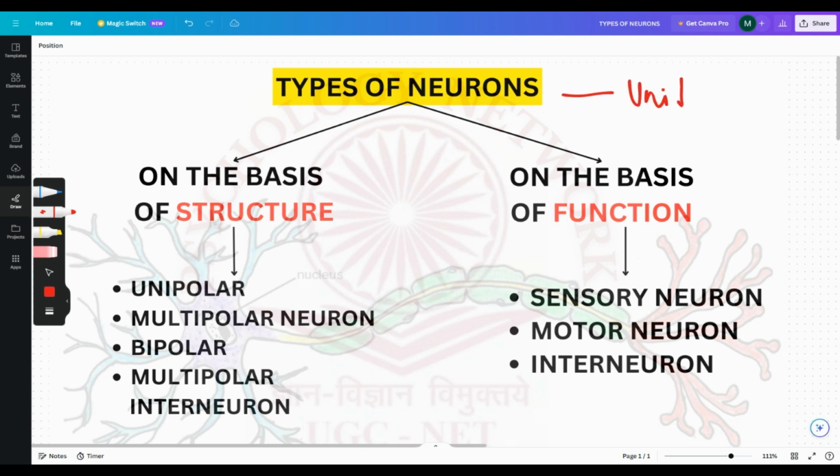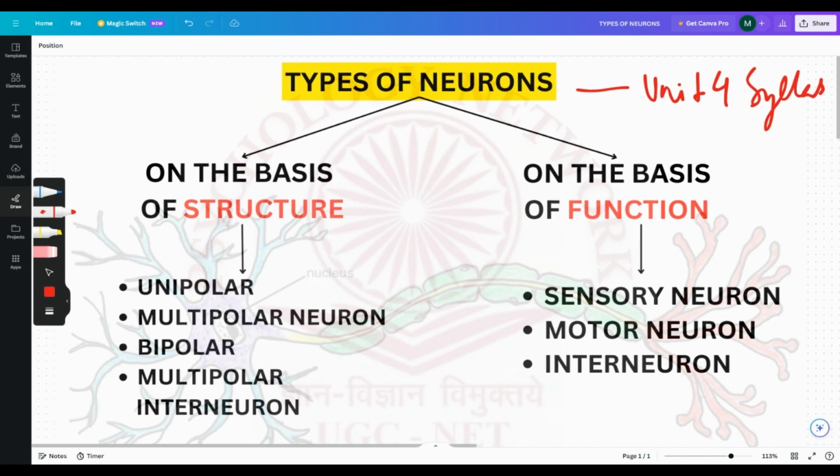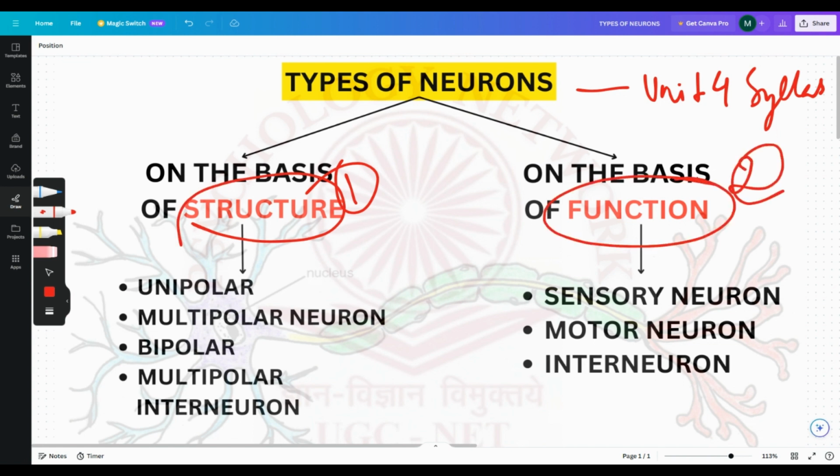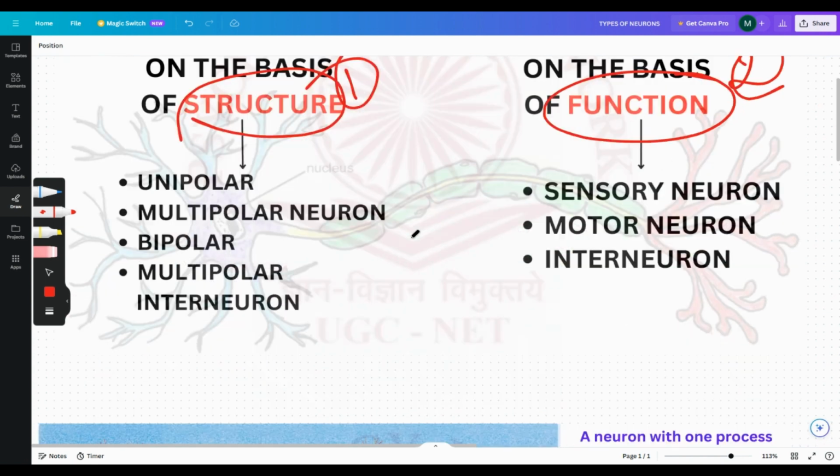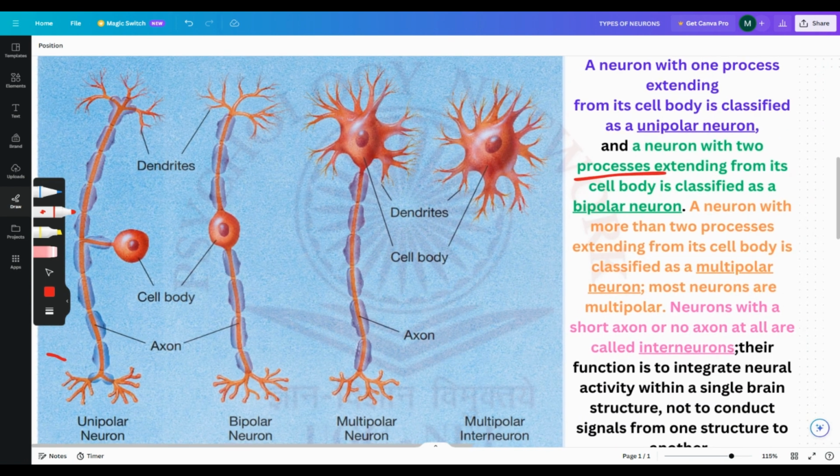You can find this in unit 4 of your syllabus, the UGC NET Syllabus of Psychology, the booklet you might have downloaded. So, types of neuron can be divided into two bases. In two bases, we can explain the types of neuron. First, on the basis of structure, and second, on the basis of function. On the basis of structure, we have mainly four: unipolar, bipolar, multipolar, and interneuron. And for the function, we have sensory, motor, and interneuron. Let's come to each one of the explanations.